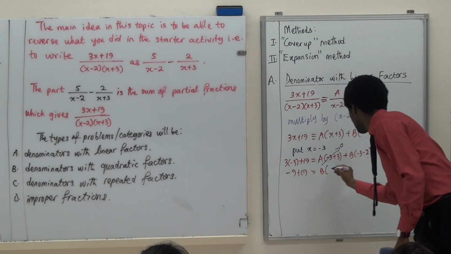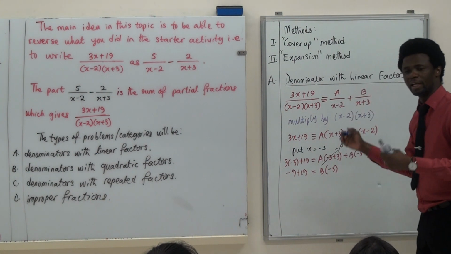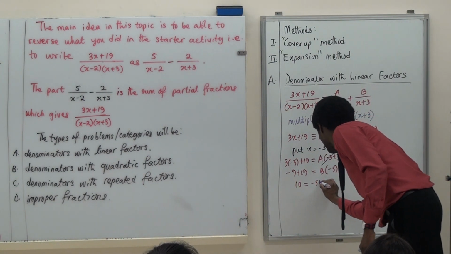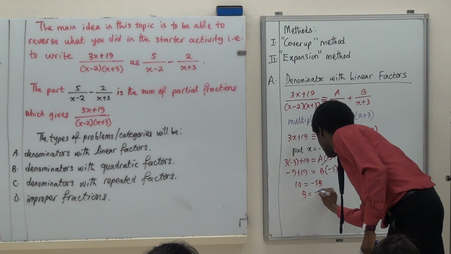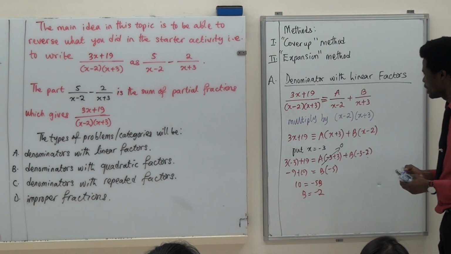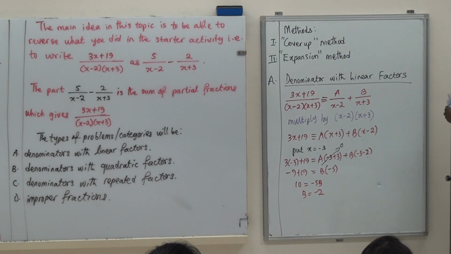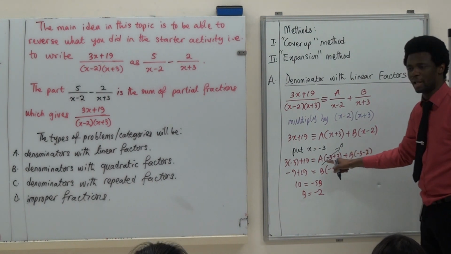And this is negative 5. So the equation is now reduced to 10 equals minus 5B. And B is equal to negative 2. Similarly, now I've just eliminated A to get B.